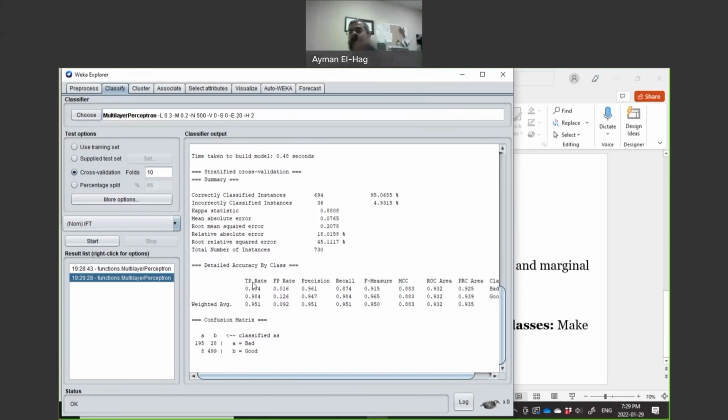But that could be a solution to your problem: combine the classes. I don't have the luxury of three classes because I don't have enough data. Maybe in the future when I have enough data, I can make it more balanced. So this is one solution. It has the drawback that I'm losing one of the classes, but this is a solution.